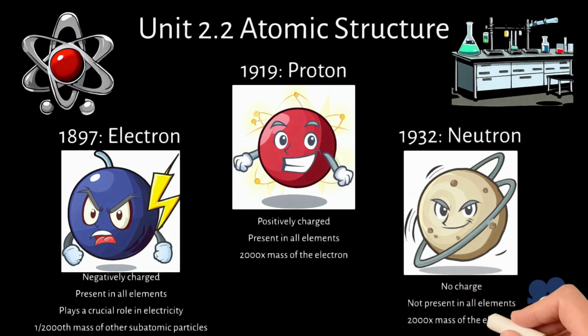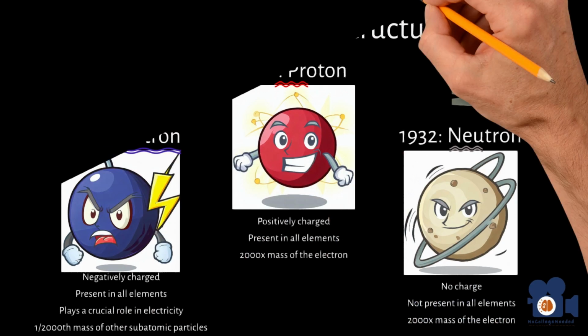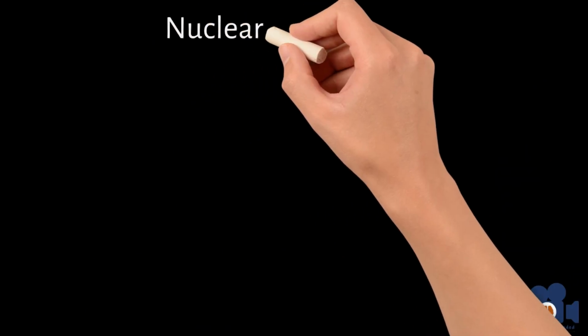To aid in remembering their properties, one can associate the letter P with proton, indicating the positive charge, while the word neutron contains the letters NEU, indicating its neutral charge, and the electron is the only one left with a negative charge. These discoveries led to the development of the nuclear atom model.